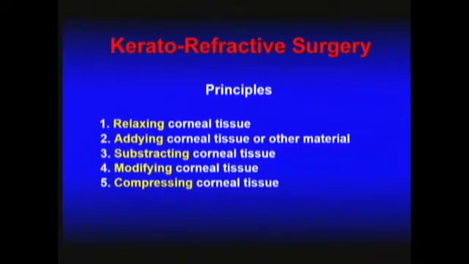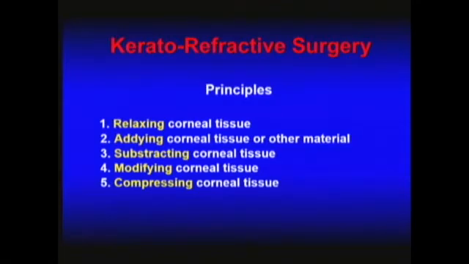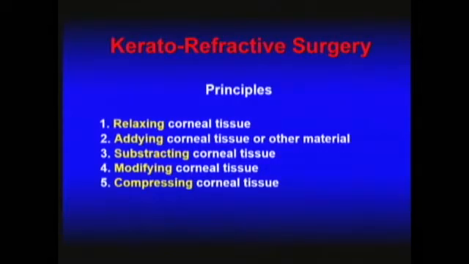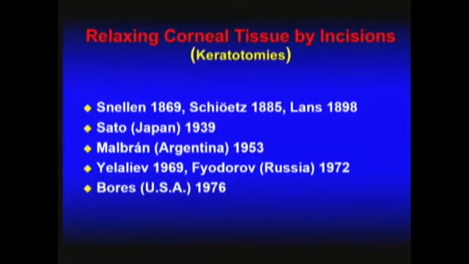What are the principles for refractive surgery? We can relax the cornea. We can add corneal tissue or other materials to the cornea. We can subtract corneal tissue, which basically is what we are doing today. We can modify the corneal tissue, or we can compress. So we just need to change the corneal shape to correct abnormalities of the curvature.